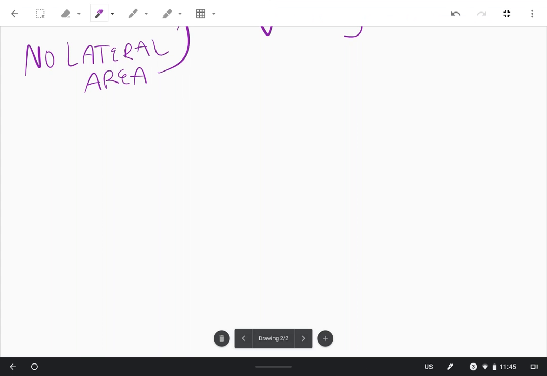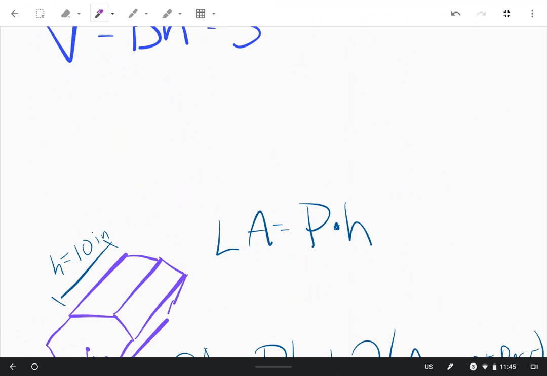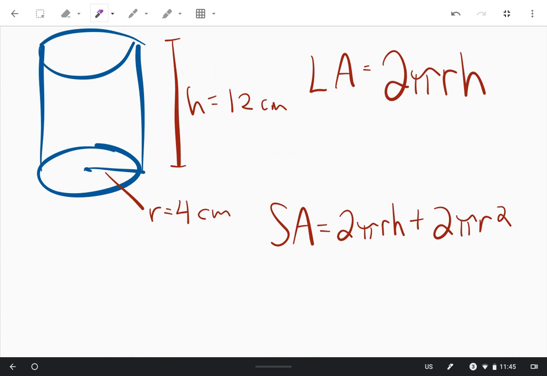So let's hop over to our notes. Let me scroll all the way up here. Sorry about that. So I went ahead and copied the formulas down for you. And again, I'll post a document with all the formulas listed for you guys later.